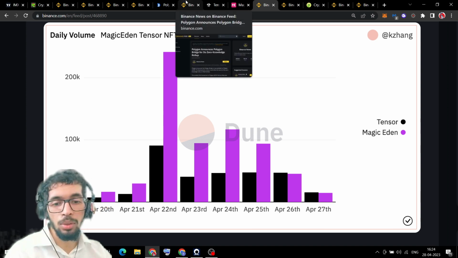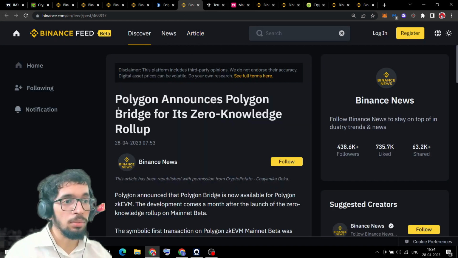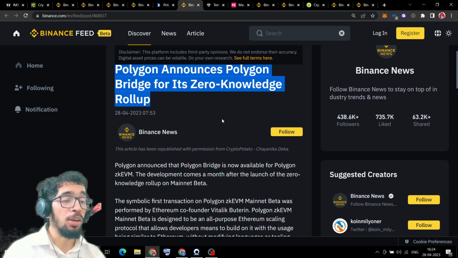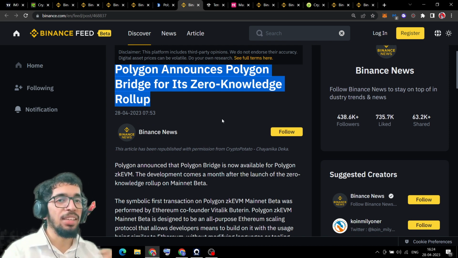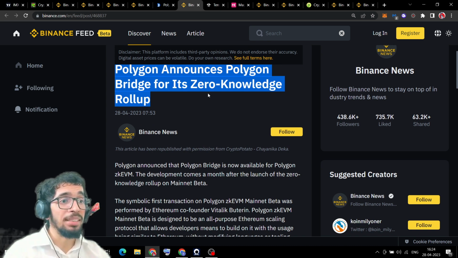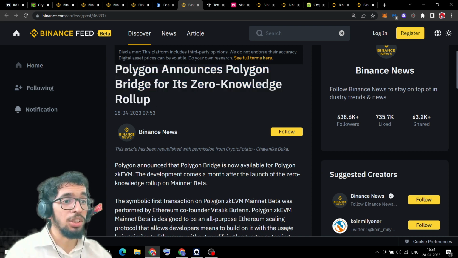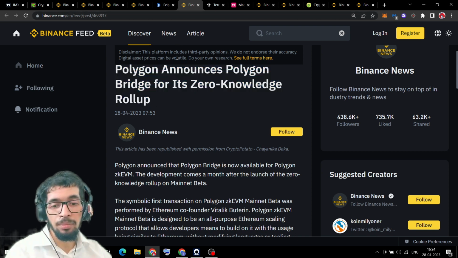Okay, so now let's talk about the next news, which is this: Polygon announces Polygon bridge for its zero knowledge rollups. Right now Polygon, you know, is creating the ZK EVM chain. It's not going to be a new token, the same Polygon chain only, but it's a separate ZK EVM. So for this chain they've created a bridge.